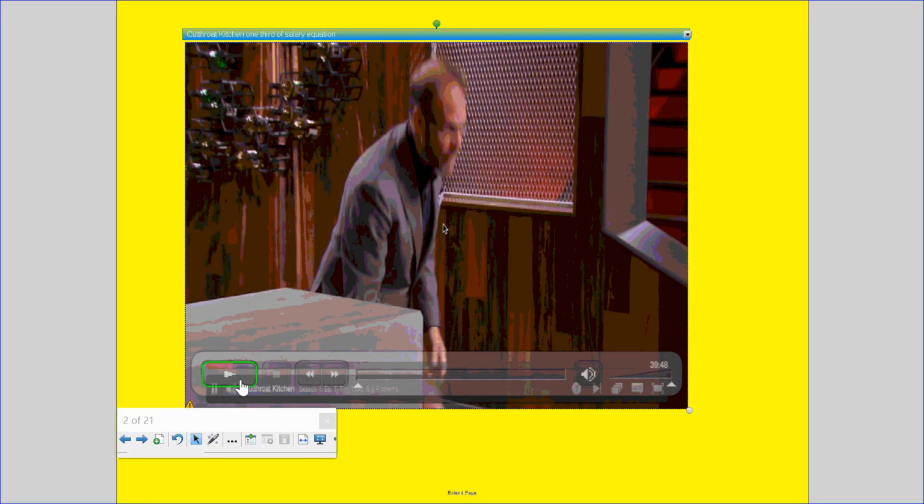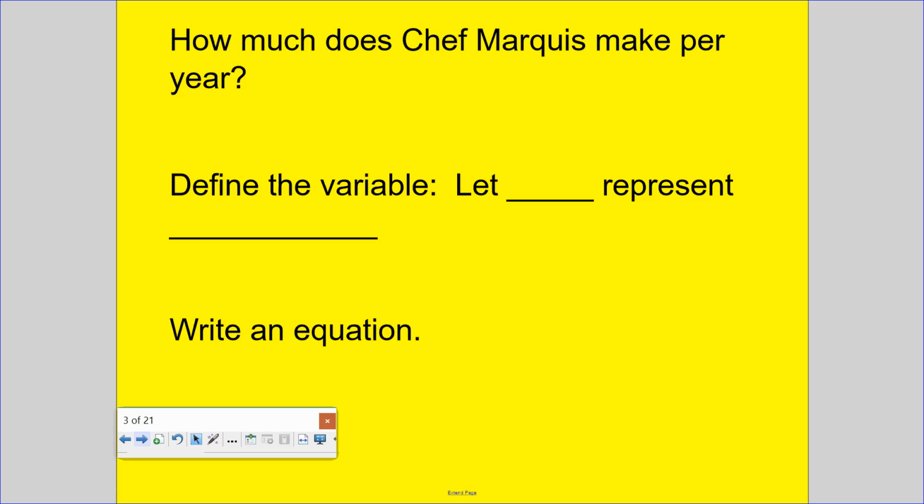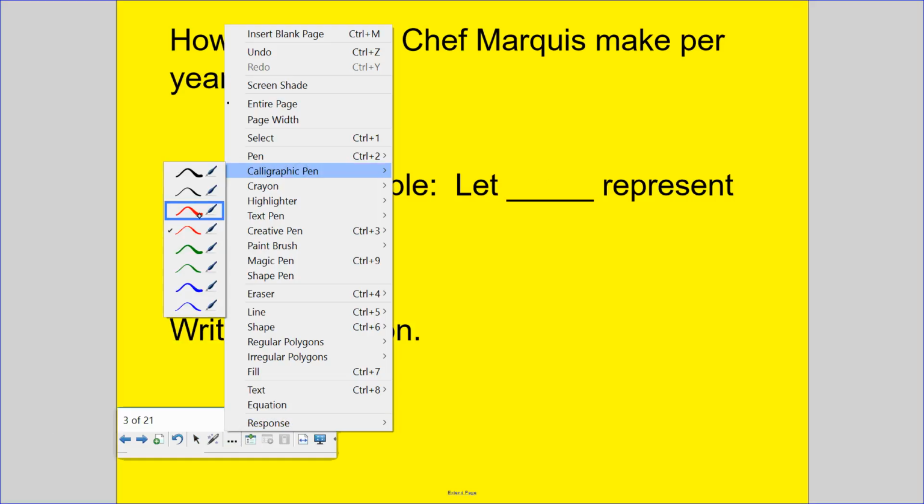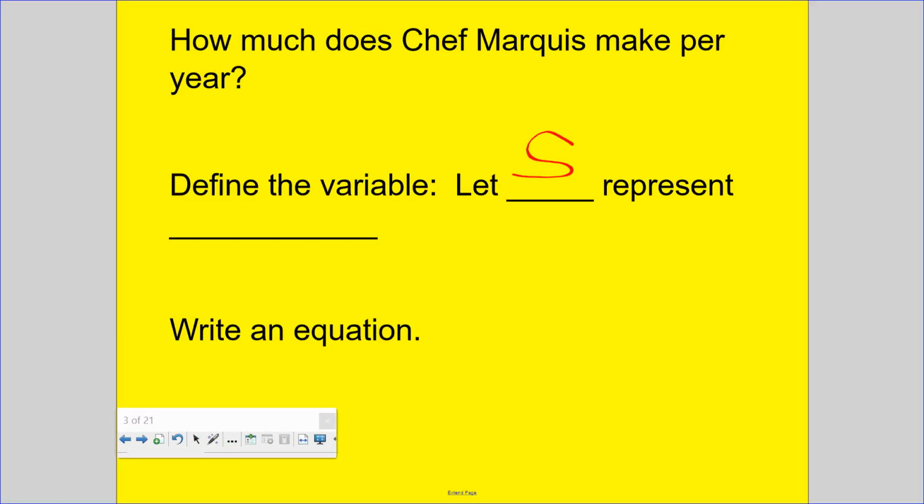So Chef Marquis said 25,000 is 1/3 of his salary. So what is his yearly salary? So how much does Chef Marquis make per year? So we do not know how much his salary is. So let S represent his yearly salary.